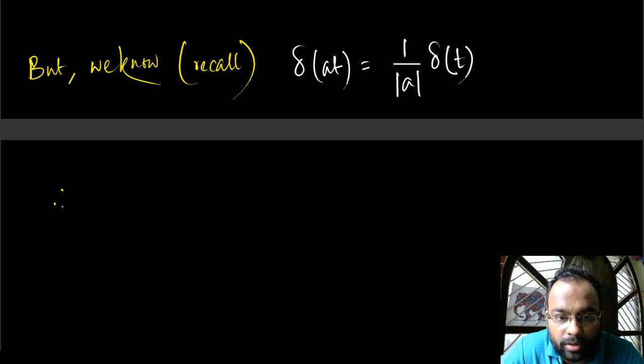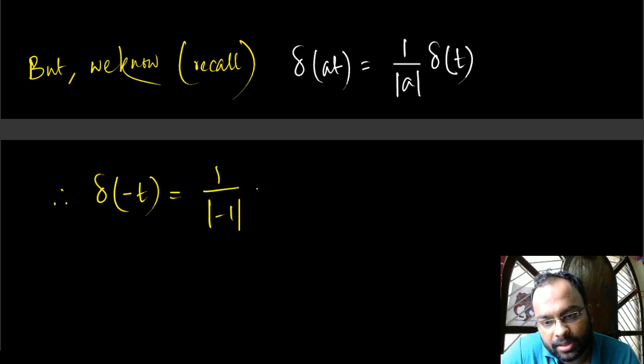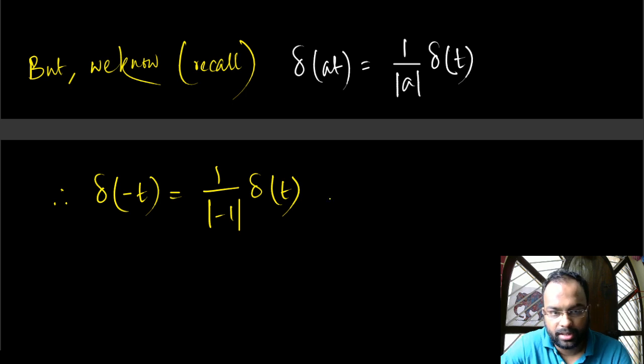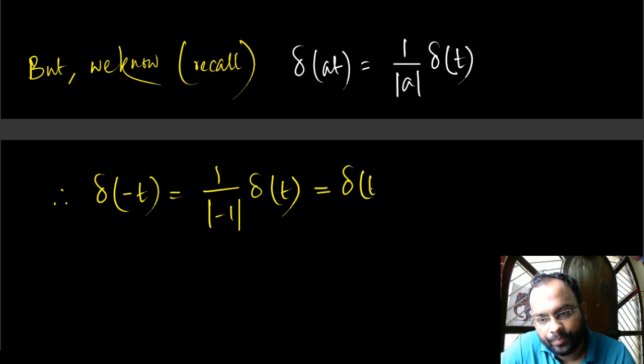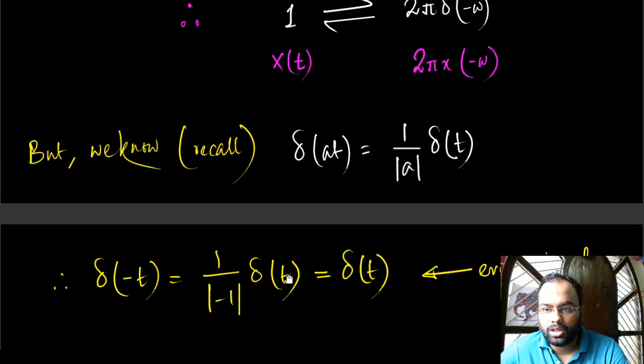Right, so we know that from the property we discussed earlier. Again, if you need a recap discussion on any of the previous topics, please let me know. So we have delta of minus t. What is delta of minus t? Delta of minus t can be assumed to be delta of minus 1 into t, right? From this property, that's going to be delta t. So delta t is an even signal. Dirac delta is an even signal. This impulse is an even signal, right?